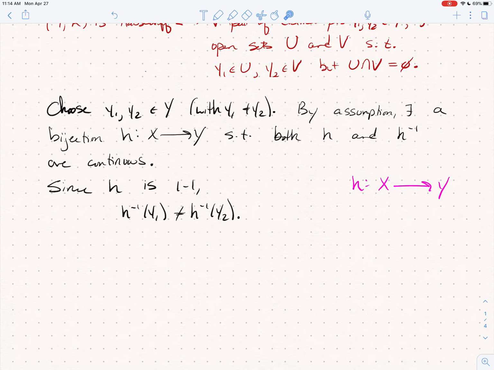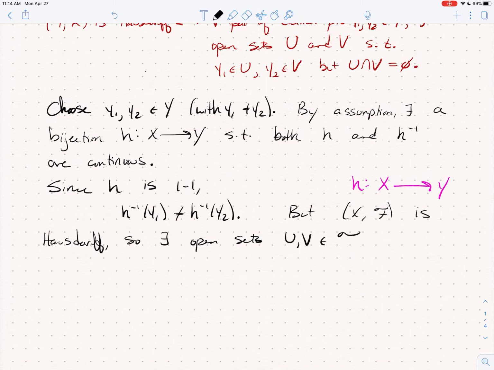Okay, so now we say, wait a minute, where do these live? These two distinct points actually live here in X. And so, wait a minute, we know that X, T is Hausdorff. Let's go ahead and say that. So we can say, but X, T is a Hausdorff space. So we know there exist open sets. I'm going to be redundant and I'm going to say U, V in T. I already said they were open, but let's go ahead and just say that. Such that what?